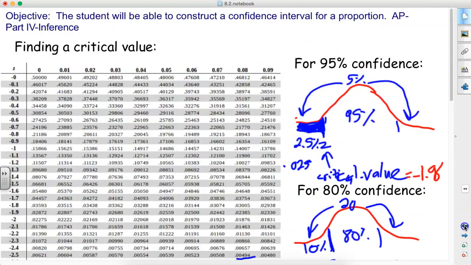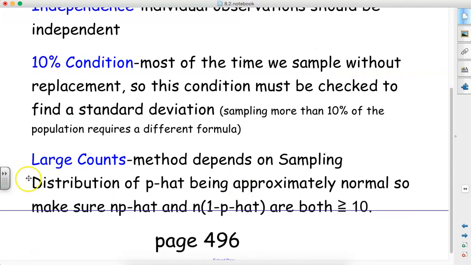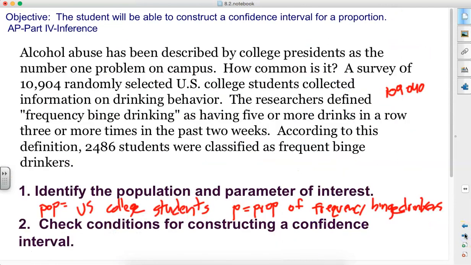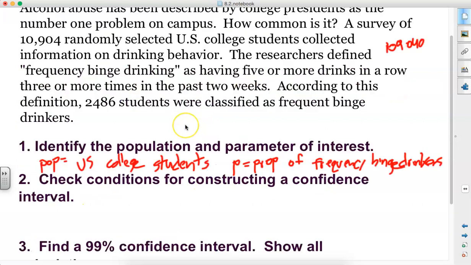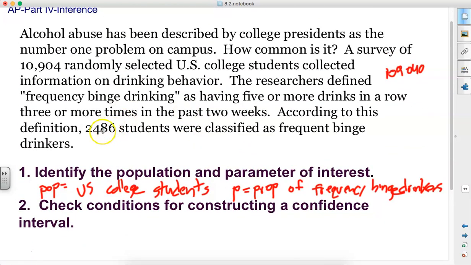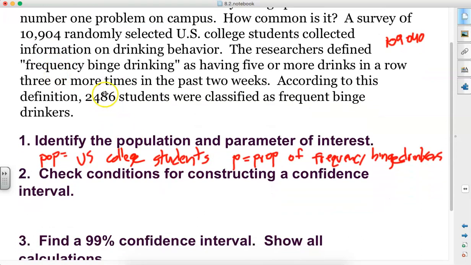The next one is large counts. Do p-hat and q-hat both give you more than or equal to 10? Right here, we're going to check by doing our proportion. So let's take 2,486 over 10,904.